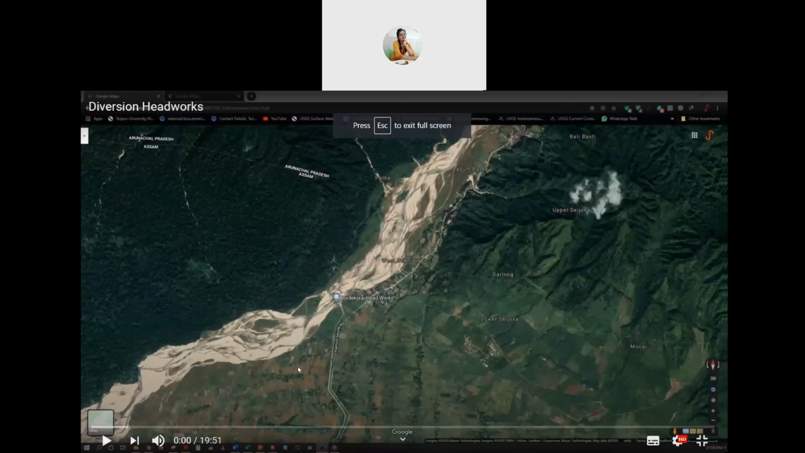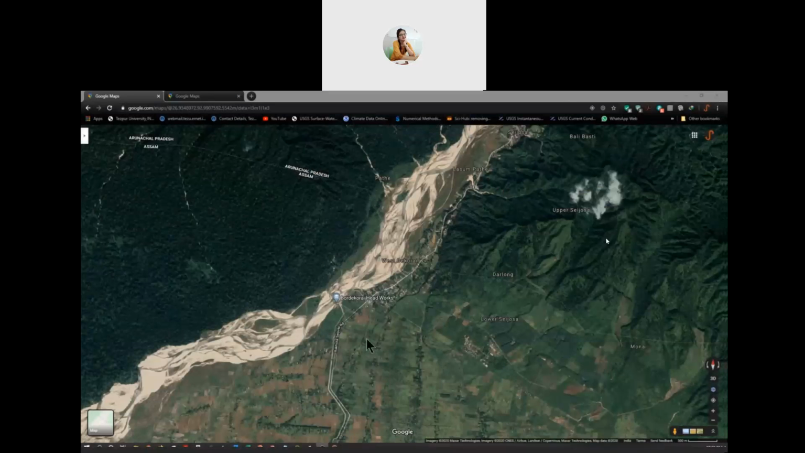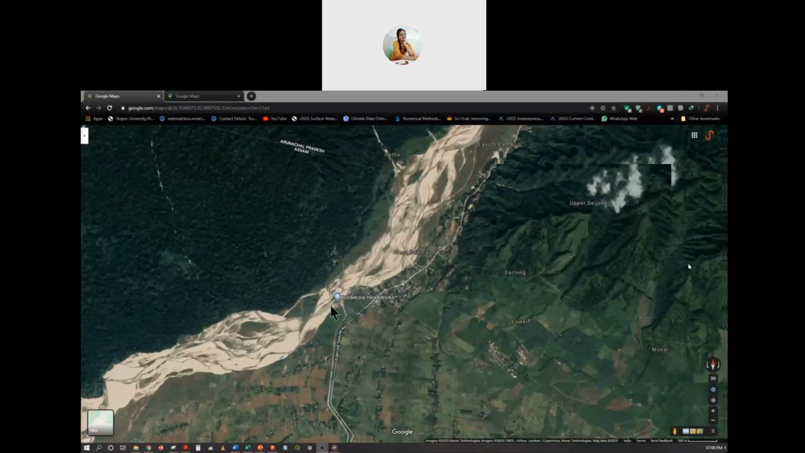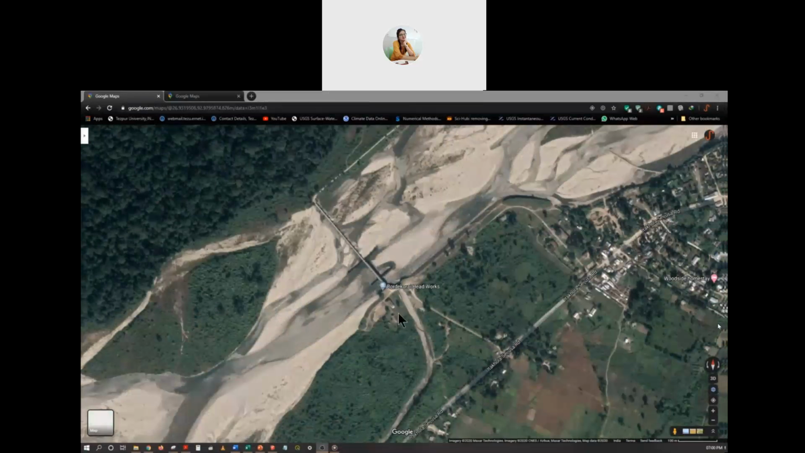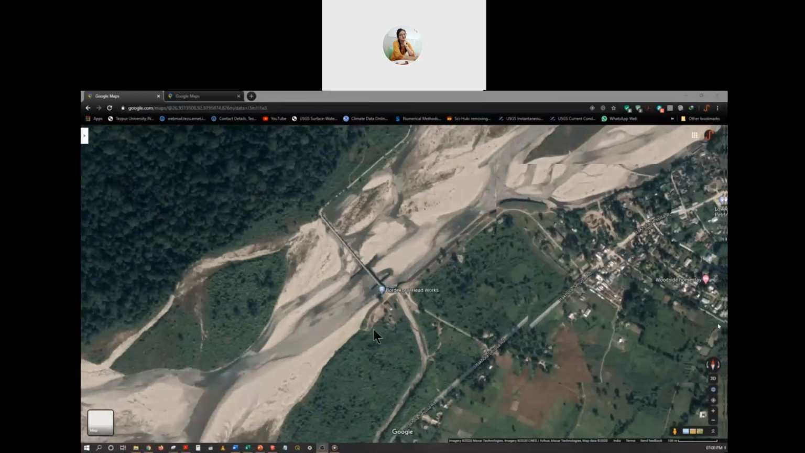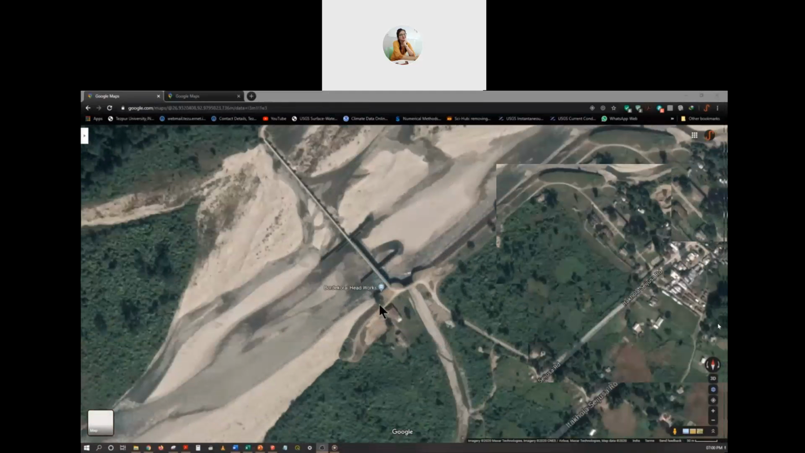Hello everyone. Today we'll discuss a topic called diversion headwork. A diversion headwork diverts the water in a river to increase its height and to supply it to other areas for different purposes. In this case, let us look at a diversion headwork called the Bordekkodai headworks, which is located near the place called Sijusa, near the Arunachal border.